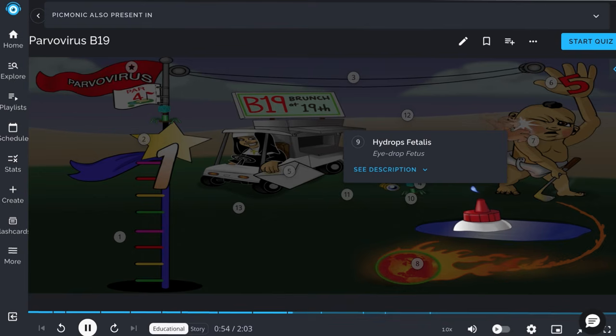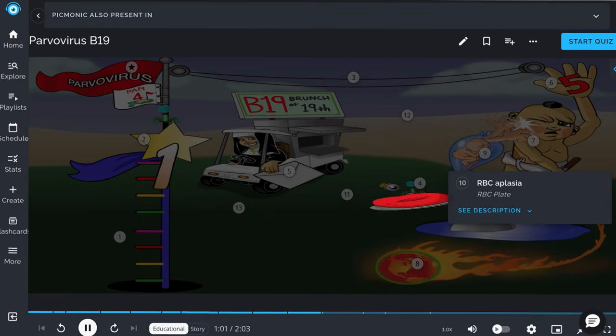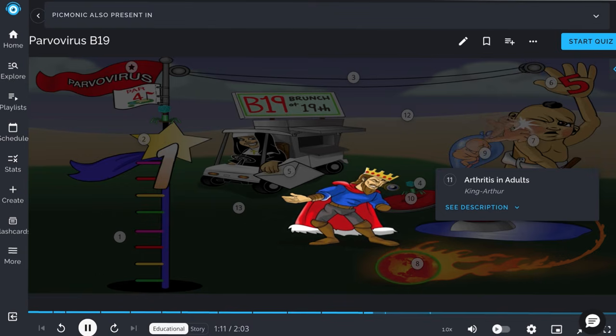In pregnant women, parvovirus can lead to hydrops fetalis, shown by the drop from the eye drop fountain with a fetus inside. Parvovirus replicates in erythroid progenitor cells, which inhibits red blood cell production and causes RBC aplasia, shown by the red blood cell on the plate. In adults, it usually presents as arthritis, seen here as King Arthur.